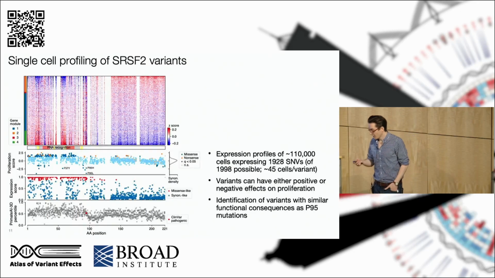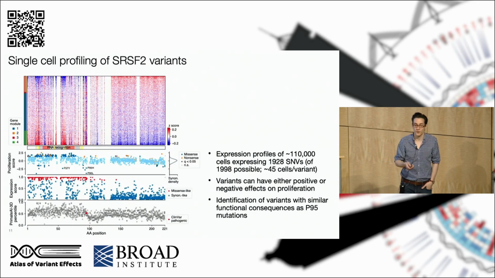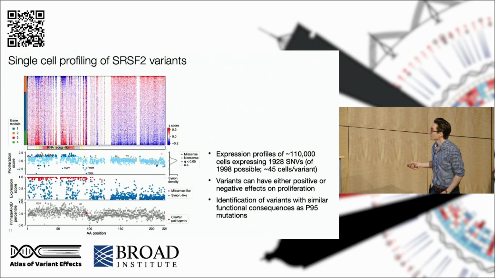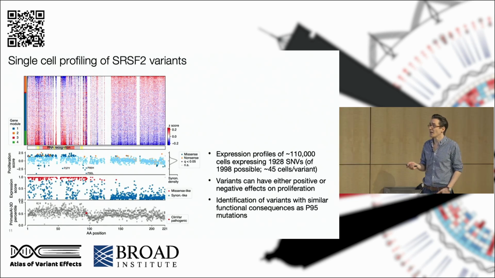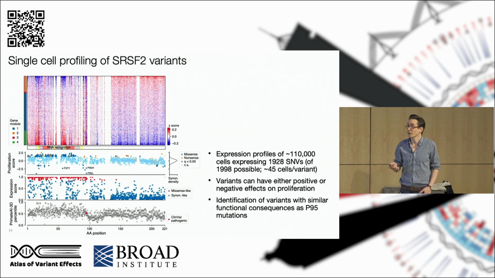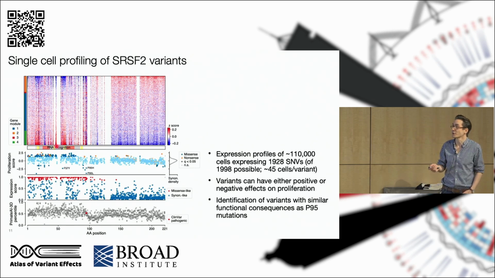So next I want to talk a little bit about our results for SRSF2. Very similar visualization to before. SRSF2 essentially has an RNA recognition domain and then a large unstructured tail. And I've mentioned before that the most commonly observed mutations are these P95 mutations. But very interestingly, in the assay, we now see additional variants that seem to have similarly depleting effects, as well as variants that show increased proliferation.